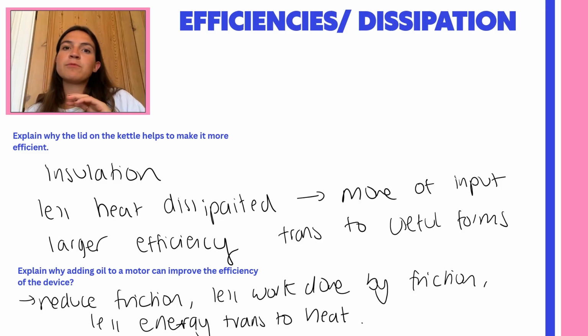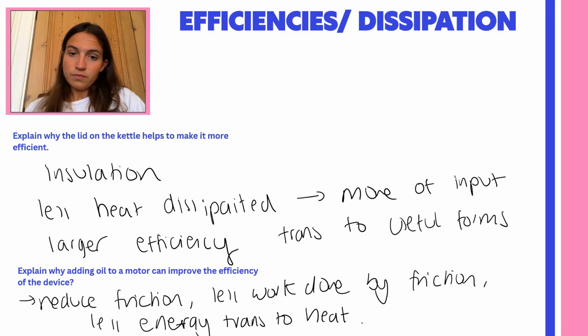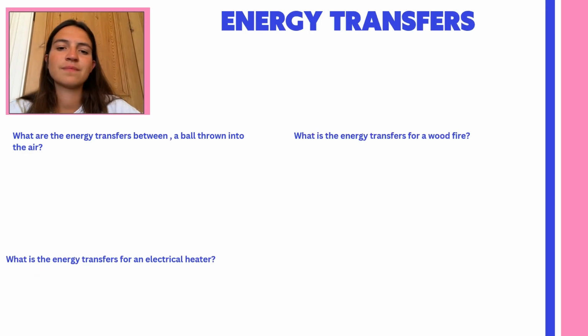So because there would be less work done by the friction, because the friction is smaller, you can have less energy transferred into heat energy. Because remember, friction doing work is the thing that transfers useful energy into heat. So again, more of the input is transferred into useful forms.